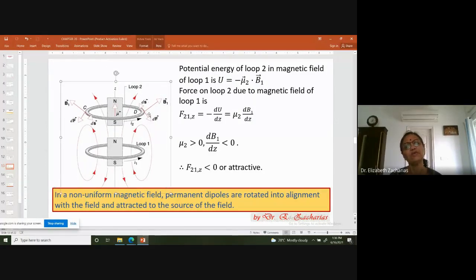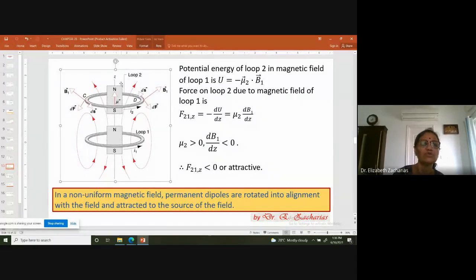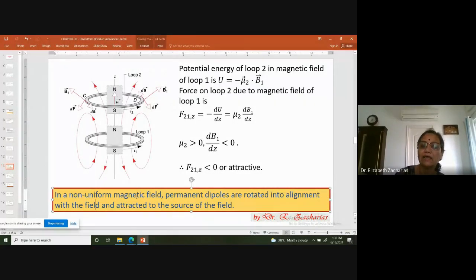And even using the concept of F equals I L cross B, we can take two diametrically opposite elements and show that the net force is in the downward direction. So it is an attractive force. And all this can be summed up as one sentence, which says that in a non-uniform magnetic field, permanent dipoles, meaning materials where there is a permanent current, like in loop 2, are rotated into alignment with the field and attracted towards the source of the field.